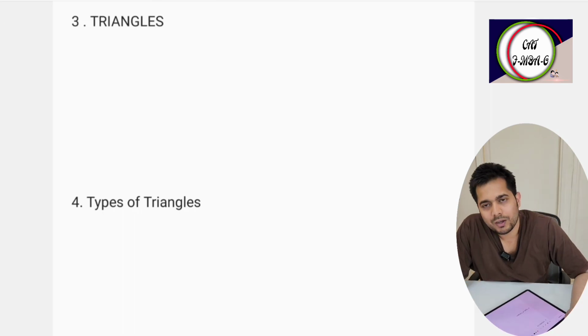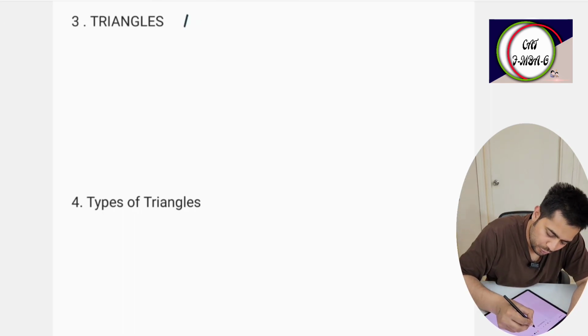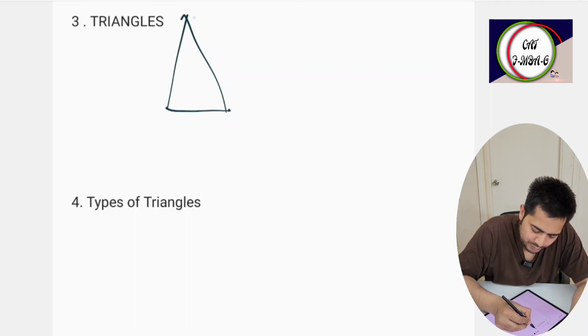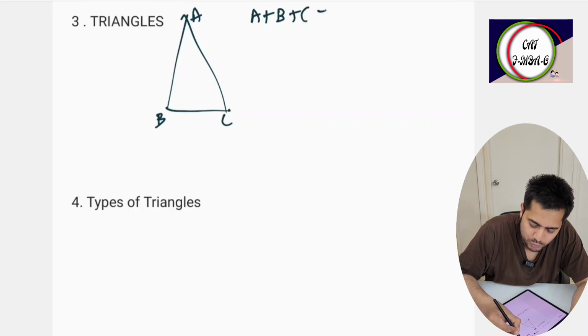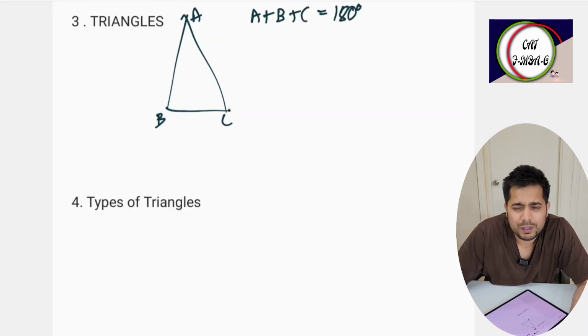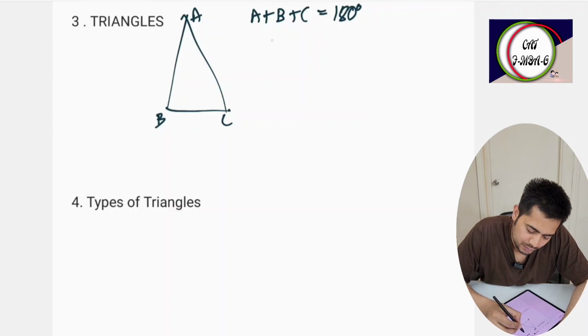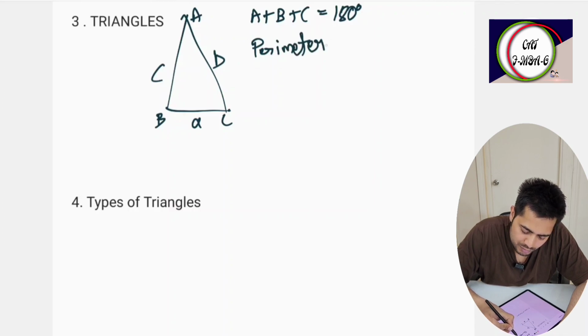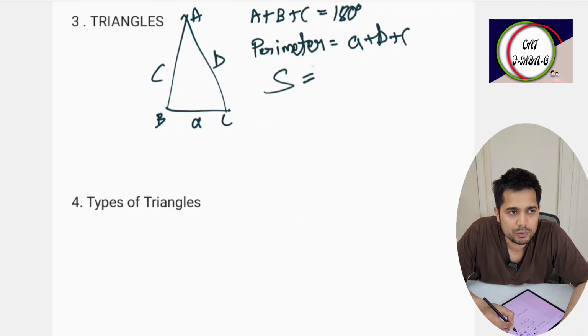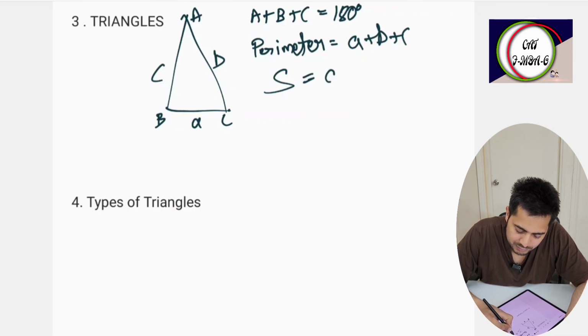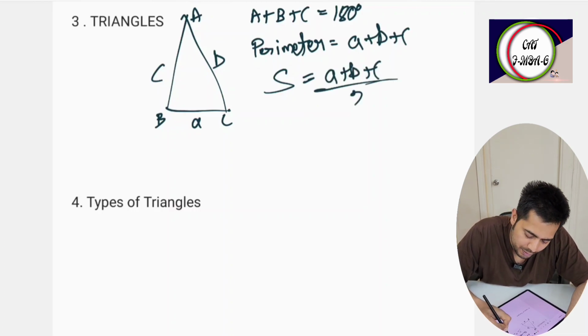So let's start. In triangles, I already told you this kind of figure is known as a triangle. ABC, angle A plus B plus C is equal to 180 degrees. One important term you have to remember is, see, what is the perimeter of a triangle? Let us say this side is A, this is B, this is C. Perimeter is equal to A plus B plus C. There is a very important term known as semi-perimeter, S. This term is going to be used in a lot of formulas, so remember it. S is equal to (A plus B plus C) by 2, perimeter by 2.